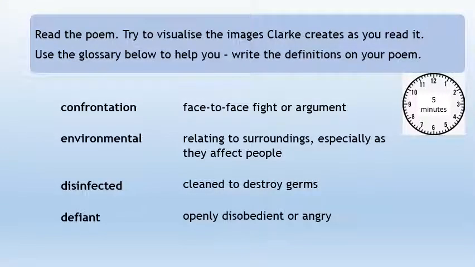Now read the poem, and as you read, try to visualise the images Clarke creates as you read it. Use the glossary below to help you. Write the definitions on your poem. There's 4 words that you might not be completely familiar with there. So just read the poem, and you don't need to write anything down apart from possibly these words if you don't know what they mean. If you do, then don't worry about it. But just read the poem and try and visualise the images that Clarke creates.